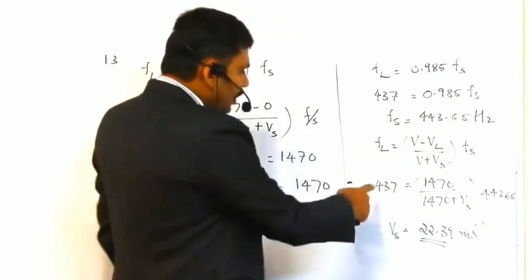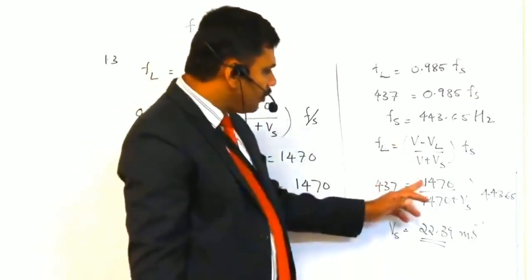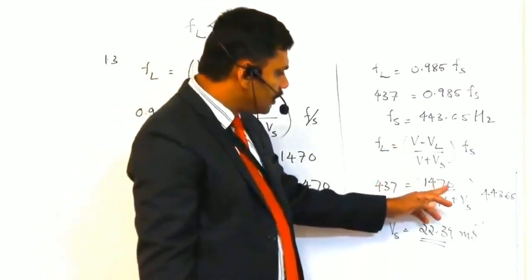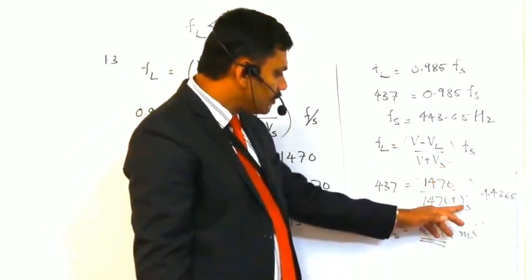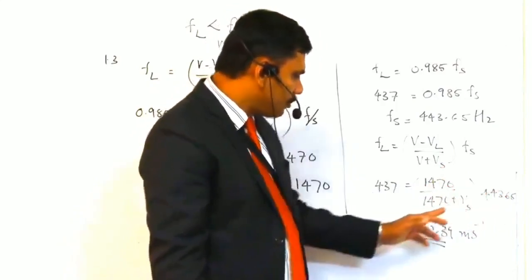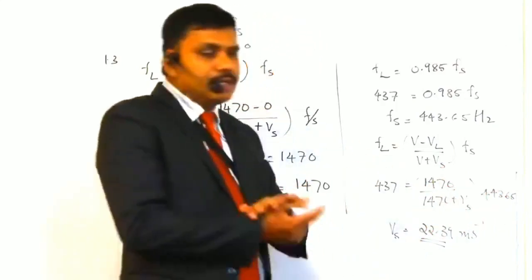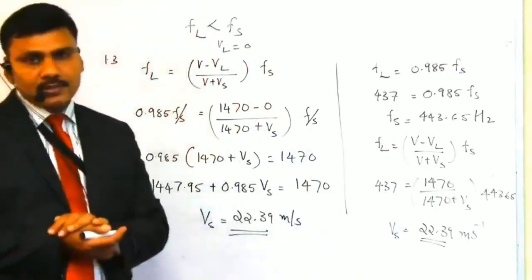FL is 437, equal to the speed of sound in water, 1470 minus 0, over 1470 plus Vs, multiplied by 443.65. Then you get the same answer. So these are the two ways to solve this.